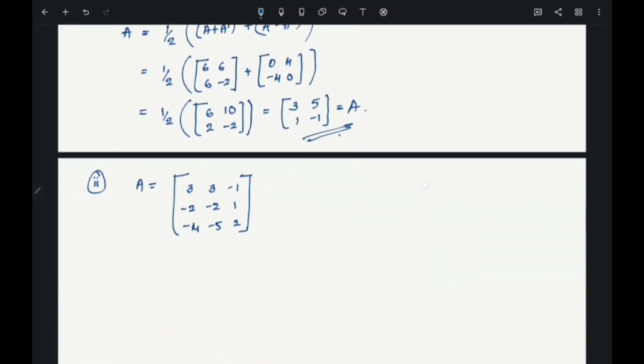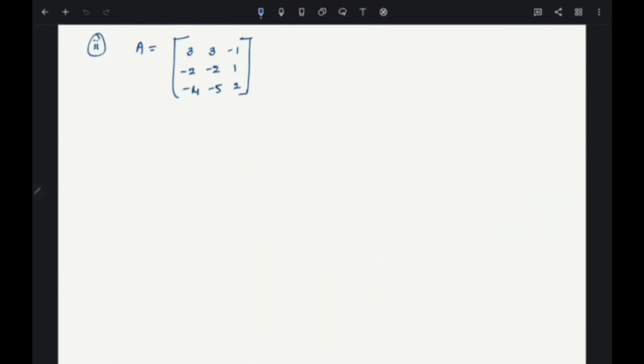So write down the matrix A as it is. Then you have to find the transpose of this matrix. What is the transpose of this matrix? So convert the rows in terms of columns. So the row 3, 3, minus 1 will get converted into the column 3, 3, minus 1. And the second row will get converted into the second column, and the third row will get converted into the third column. There we have got the transpose of matrix A as A dash.